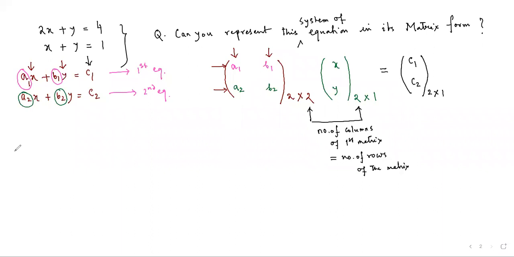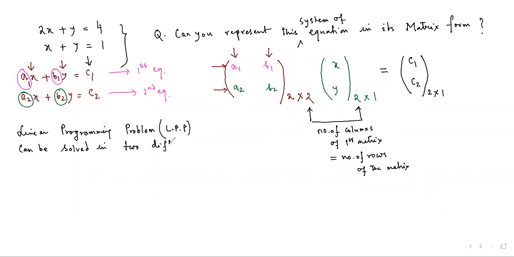It is because of the linear programming problem, which from now onwards we will abbreviate as LPP. So LPP can be solved in two different ways. What are the ways to solve LPP?